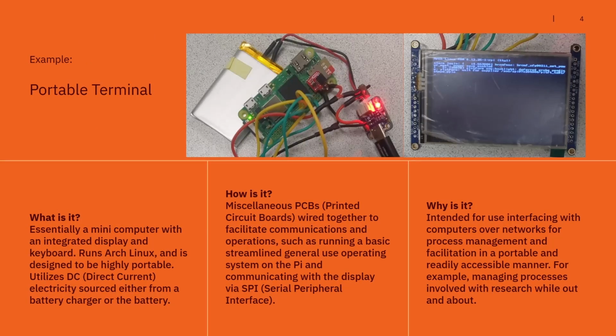As an example application of voltage and current, I've put together a basic portable terminal using some basic off-the-shelf electronics components. This is essentially a little computer running a desktop operating system and has been designed to be highly portable, and the involved circuitry consists entirely of direct current or DC devices and EMF sources, those being the battery and a charger. Several PCBs have been wired together in order to facilitate communications and operation of the device. One of these is a basic TFT display, which is controlled by the Raspberry Pi 02W single-board computer via a serial peripheral interface, or SPI.